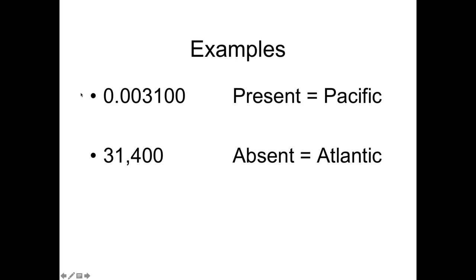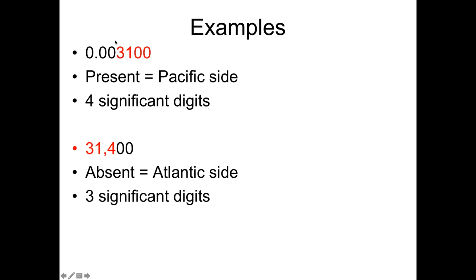So Pacific side is this side, so I'm going to start here. Atlantic side is this side, so I'm going to start here. So when I do that, I'm going to start here on the first number. It's present. So from the Pacific side, I have a decimal point here. I'm going to move over to this. So I'm going to count the 3, the 1, and the 0, 0. So there are 4 significant digits. For the Atlantic side, it's absent.